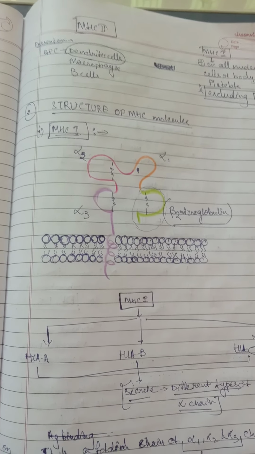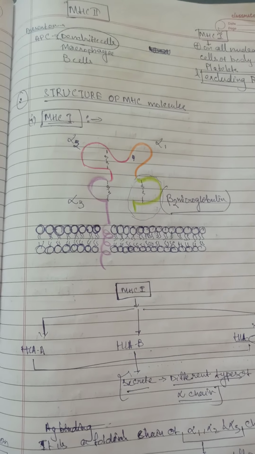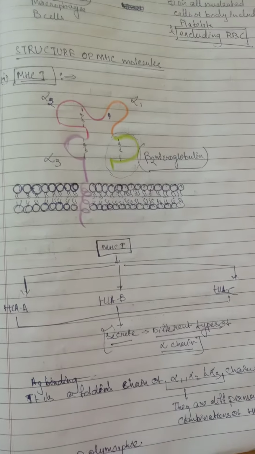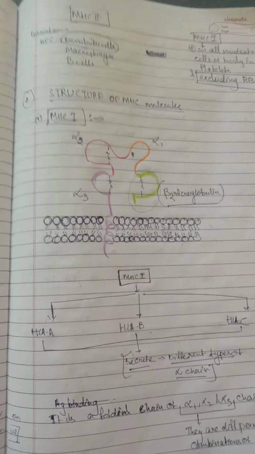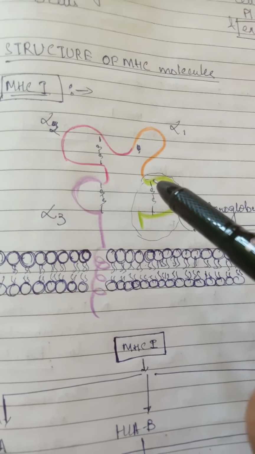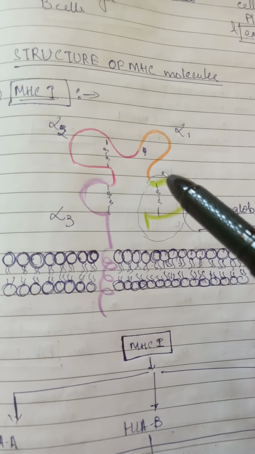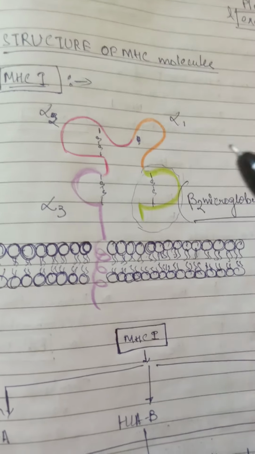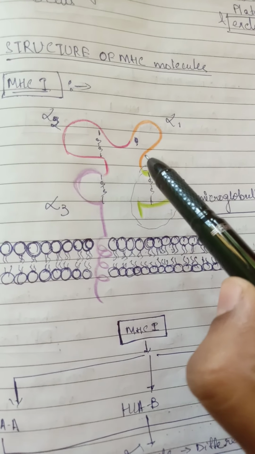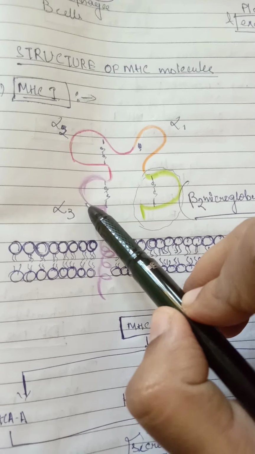Now, coming to the structure of the MHC molecules, first I would like to describe the structure of the MHC1 molecule and how the genetic loci correlate with the structure of the MHC protein. MHC1 is a polypeptide of alpha chain. It is an alpha polypeptide. We have named the polypeptide as alpha and have divided the alpha polypeptide into 3 regions: alpha 1, alpha 2 and alpha 3.